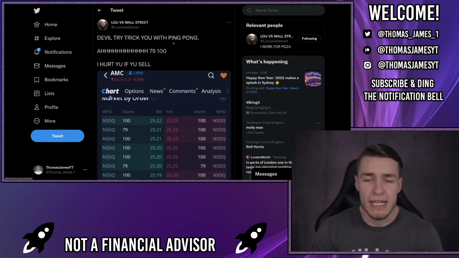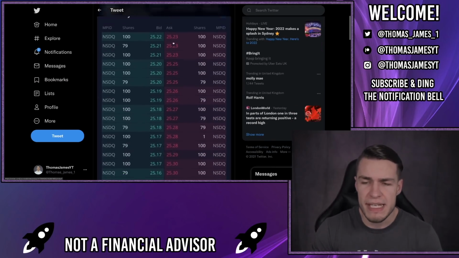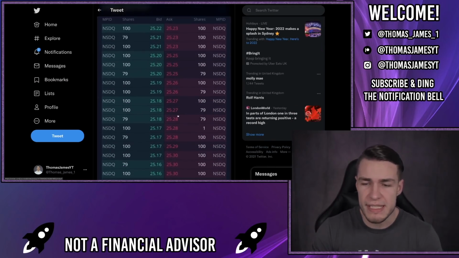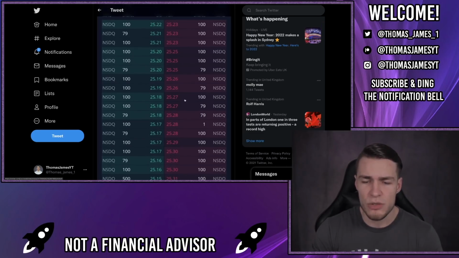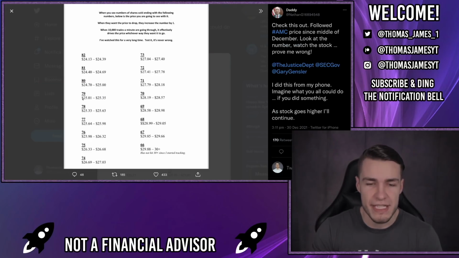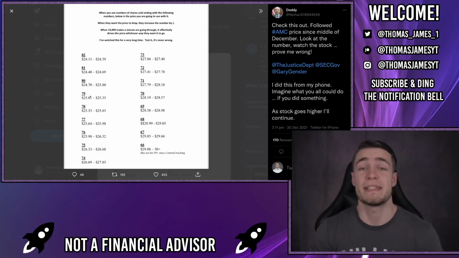Now I know that Lou regularly posts the level 2 data for AMC, and here you can see a number of instances where 79 shares are being bought and sold in rapid succession. If we look at all of these buy and sell orders, there's somewhere between 25.16 all the way up to 25.21 on the buy side, and 25.25 down to 25.28 on the sell side. Now obviously if we go and reference our 79, that is exactly where the price of AMC should be per Nathan's workings or Nathan's research.